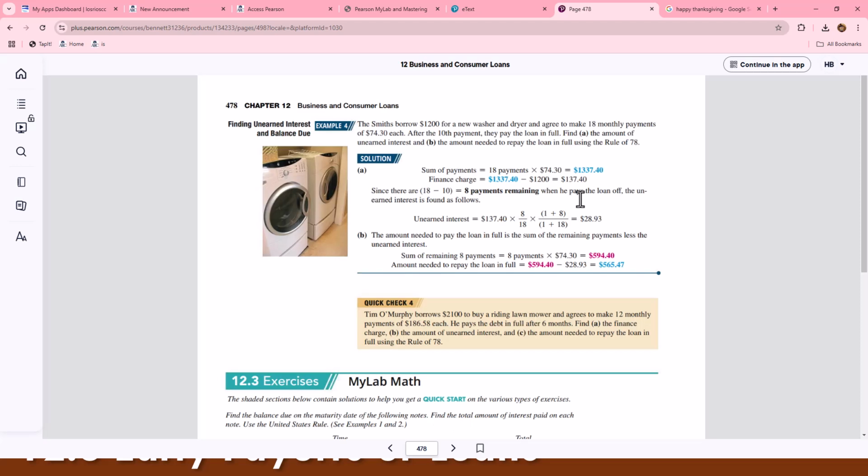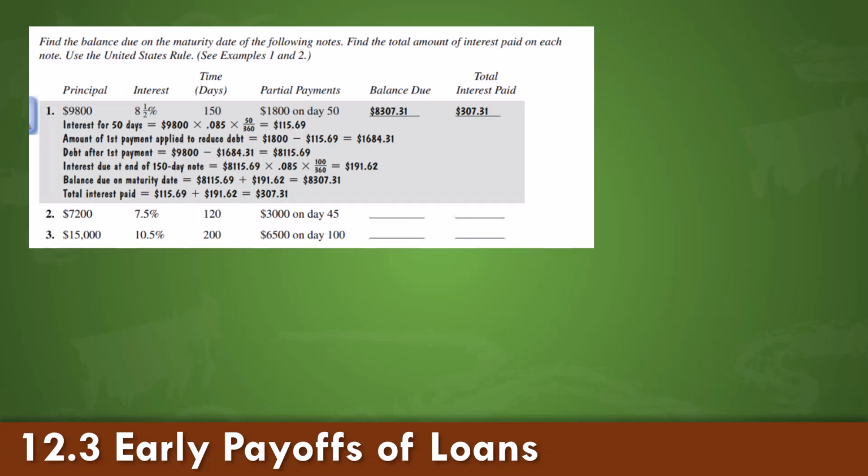As these examples are provided for you, they may be helpful. Let's do some examples now. This is an example of finding the paid balance due on the maturity date of the following notes. We have the principal, the interest, the time and days, the partial payments. We are calculating the balance due and the total interest paid. This is demonstrated for you here.